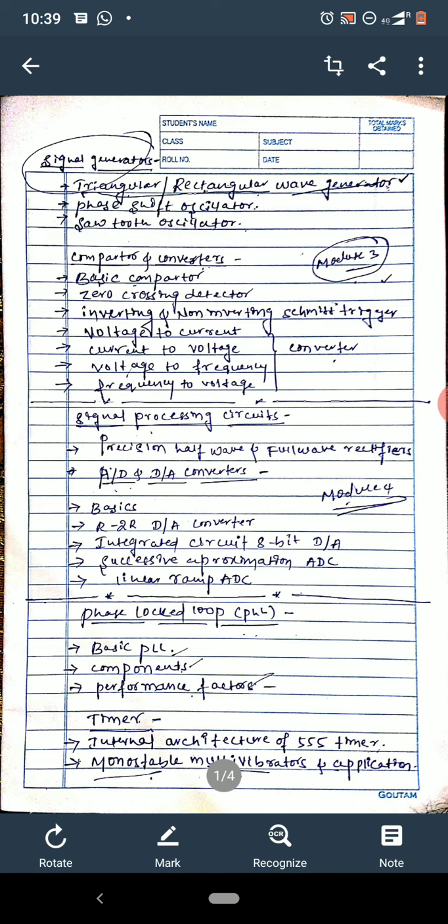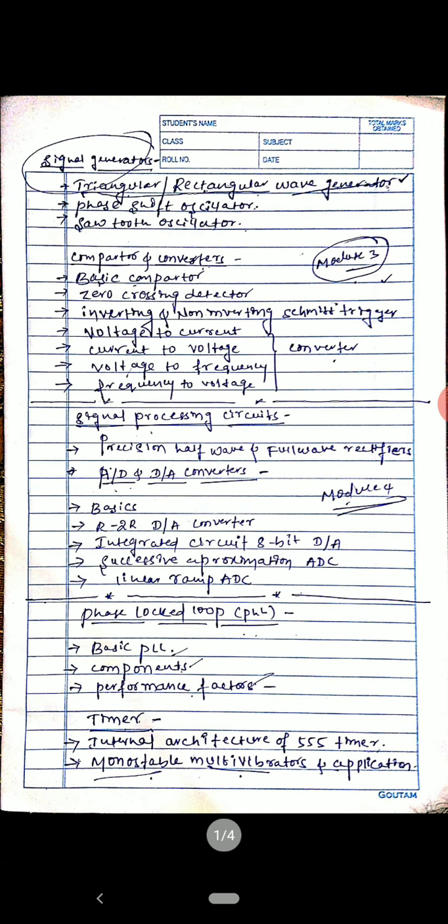Now today in this video we are going to discuss a few points, and in the upcoming days the points which I am going to discuss I have listed over here. You can see under module 3, module 4 and the last one is module 5. Module 3 covers signal generators, comparator and converters. Module 4 includes signal processing circuits, analog to digital and digital to analog converters. And the last module is phase locked loop and timer. In the timer we are going to study 555 timer.